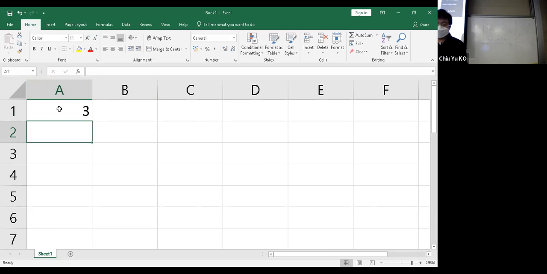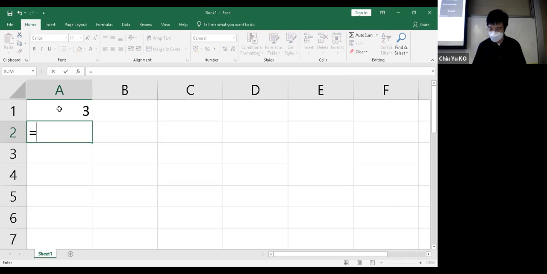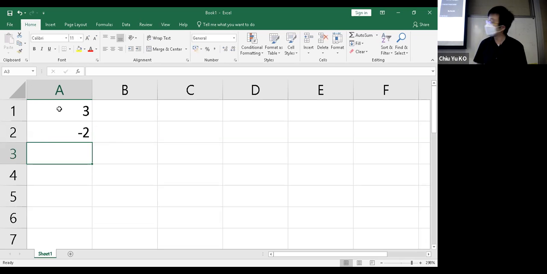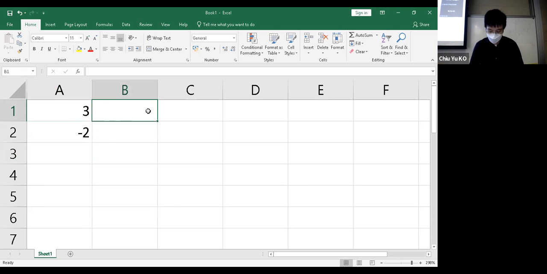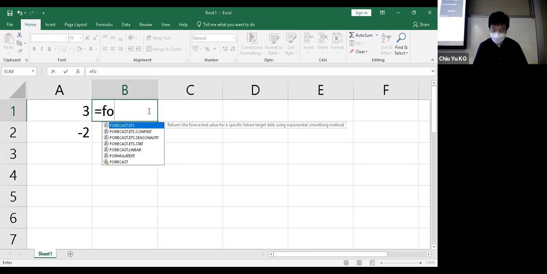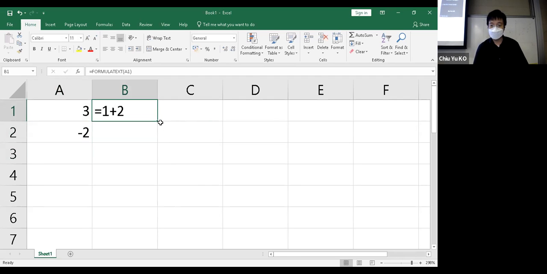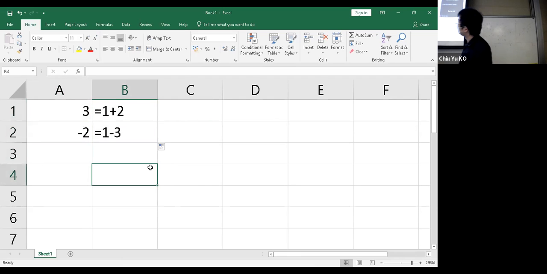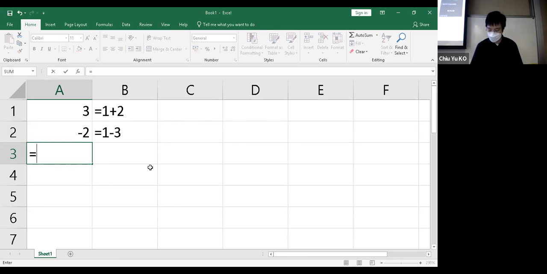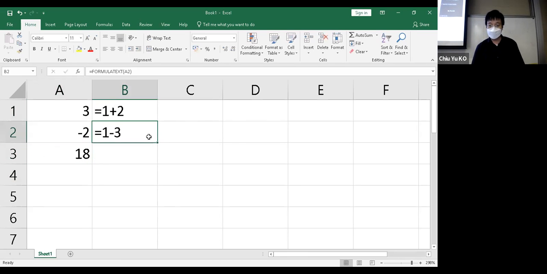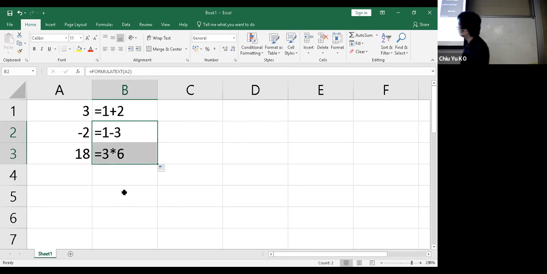So that's the first thing. You can say 1 minus 3, which is negative 2. Don't worry about this one, but this is the formula on the left hand side. And then you can do equal to 3 times 6. Multiplication, division, and raised to the power are basically what we need.